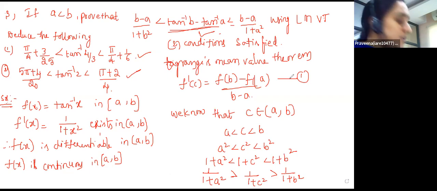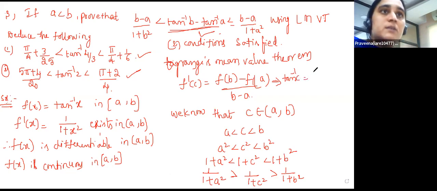From the first equation, wait a minute, I'll change the first equation here. Look, f dash of c means what? This is 1 by 1 plus c square. What is f of b?